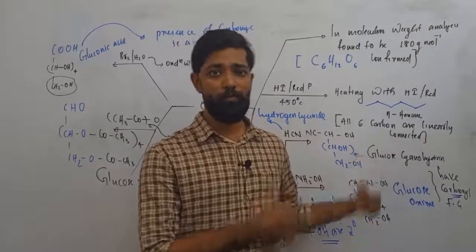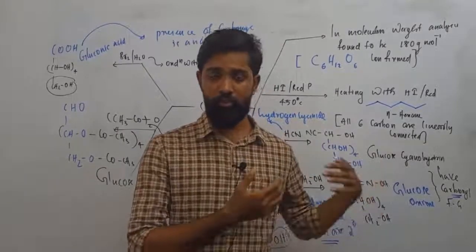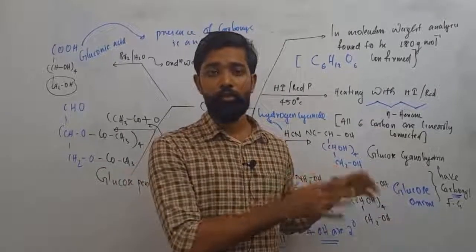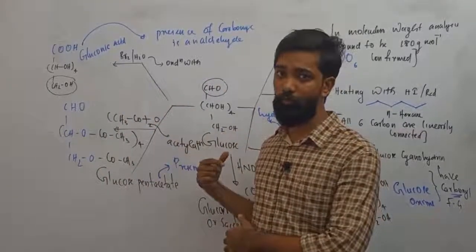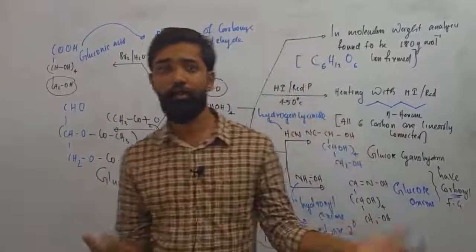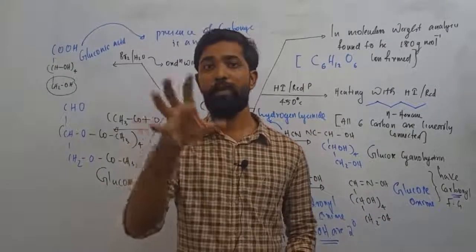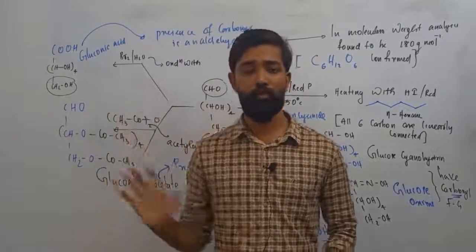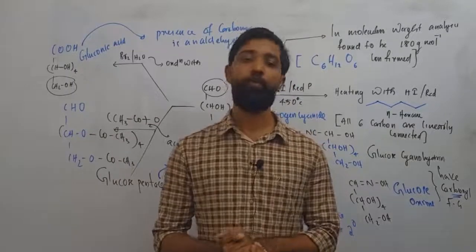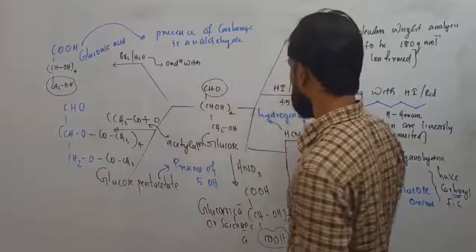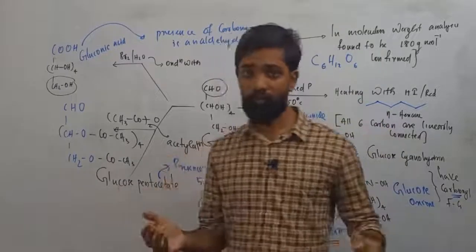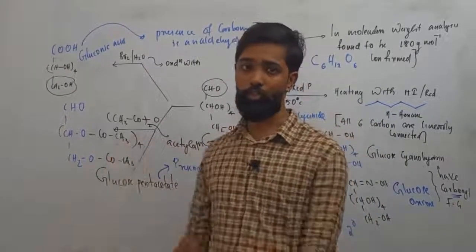The 6 carbons are linearly connected. There is a carbonyl group, an aldehyde group, and 5 OH groups. Out of the 5 OH, one is primary and the other 4 are secondary. So there is some information based on these reactions that you also have to study. This is the open structure of glucose, and all these reactions support the open structure. Ready?